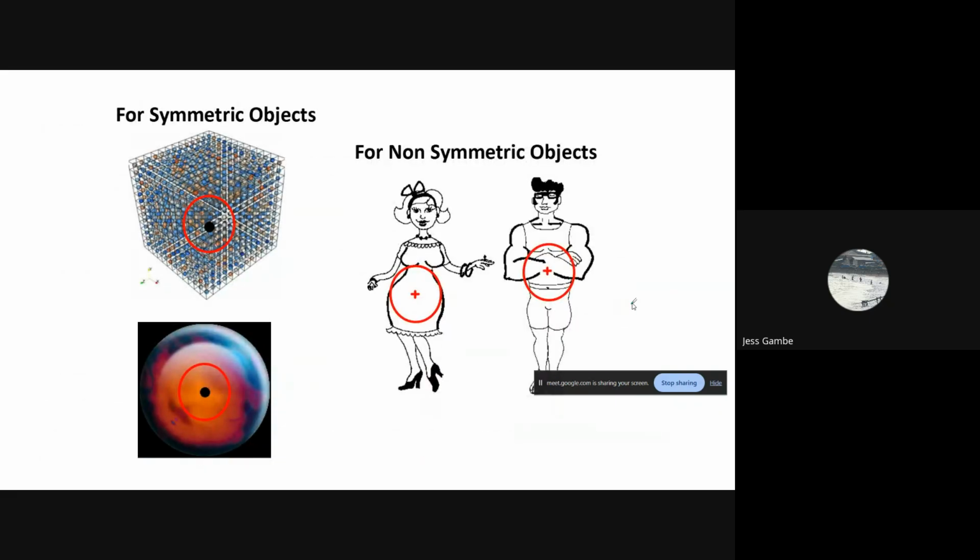So here we have different center of mass or center of gravity. For symmetrical objects, you have the center of mass at the center, like a cube, or a sphere. For non-symmetrical objects like people, generally for women the center of mass or center of gravity is in the lower half, a bit lower, while for men it is a bit higher. Okay?